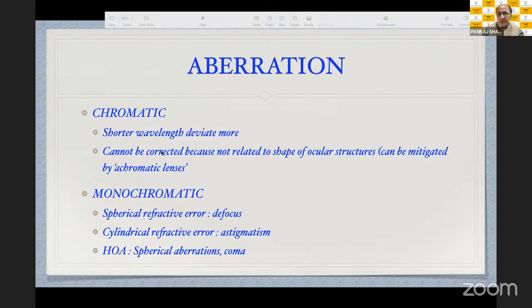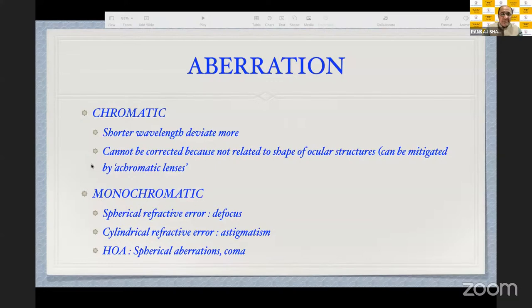This usually cannot be corrected. It is an inherent flaw in any lens system, and it can be decreased to some extent by achromatic lenses. Achromatic lenses kya hote hain? They have got some arrangement of two lenses in which the chromatic aberration neutralizes from one lens to the other. But still, you cannot make chromatic aberrations go altogether. It is there in the cornea also.